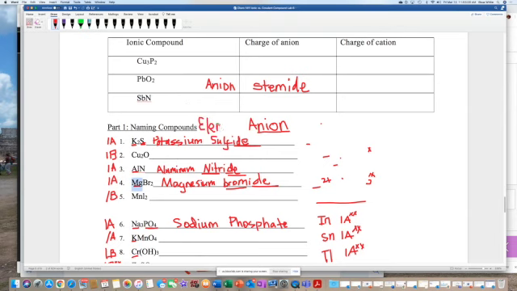Okay, so the format is element and then anion, right, for all of 1A. So for everything here, that's 1A, that's it. Potassium sulfide, element anion. Aluminum nitride, element anion. Magnesium, element anion. The ones I labeled 1B, I have to name those differently, right? Because remember, 1B has the element and charge in an anion. So that's why I named these on Monday.